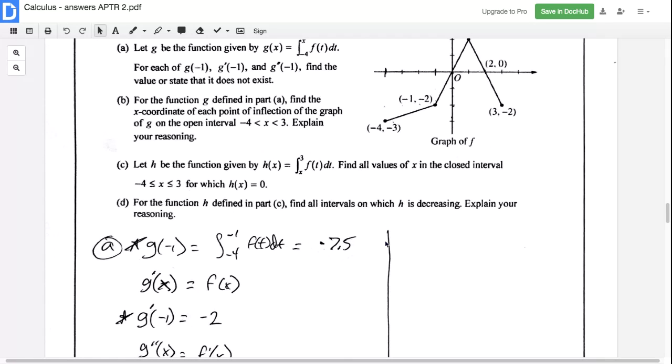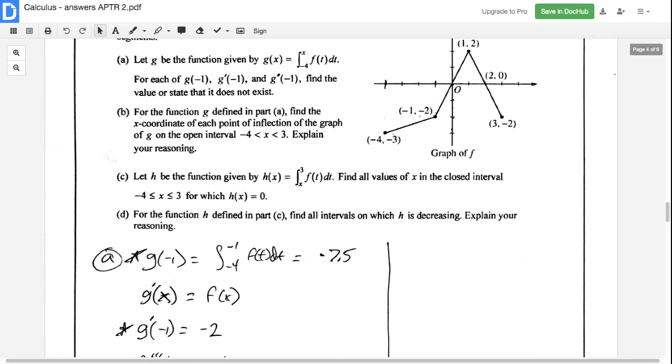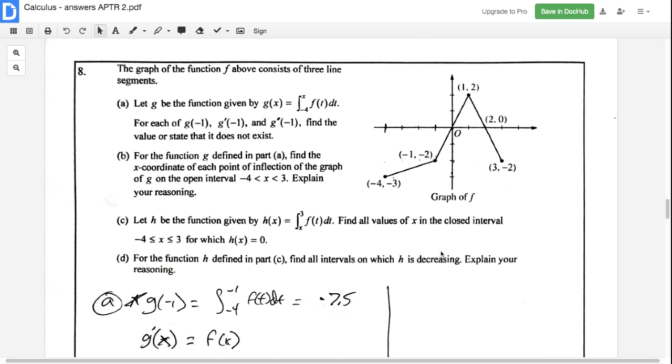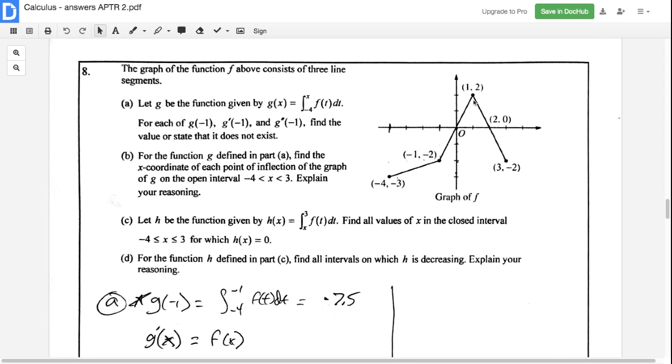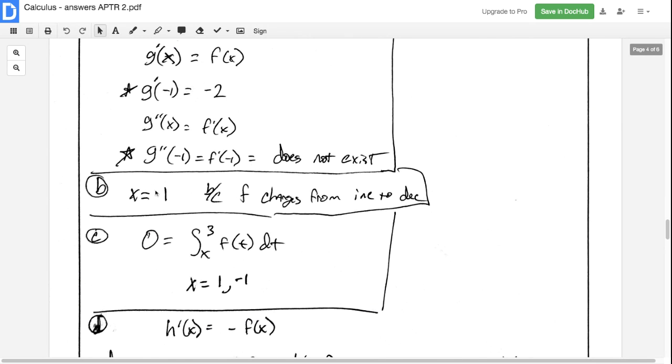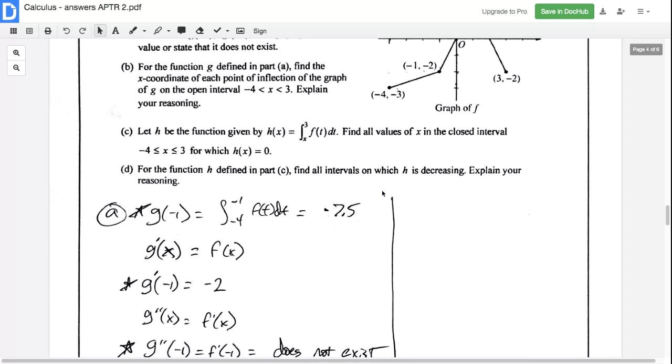B, for the function g defined in part A, find the x-coordinate of each point of inflection on the interval. Points of inflection happen where the derivative changes from increasing to decreasing or vice versa, and that only happens right there, so that's the x value of 1. So x equals 1 because f changes from increasing to decreasing. Pretty simple stuff there.